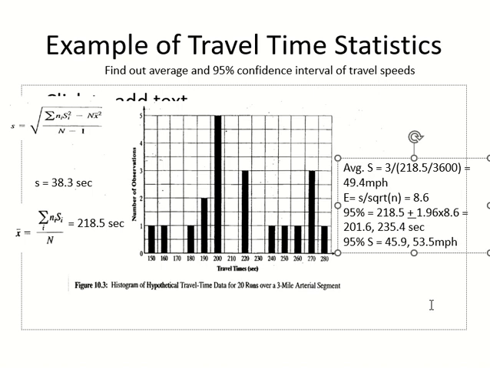Okay. So the travel time data was given in the form of a bar diagram, and they asked us for calculating the average of speed and the 95% confidence level of speed. So for average of speed, we will use average travel time.